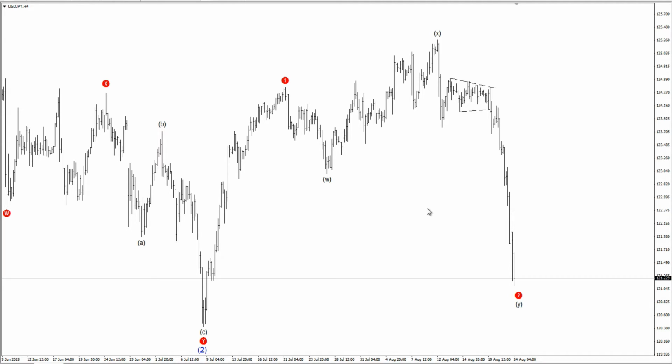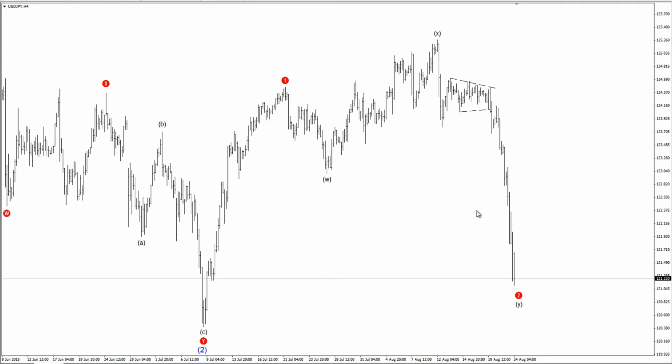Key levels on dollar-yen are that 121.19 is the immediate support level. Also I have 120.45 as a support level, and upside resistance 122 psychological level. Those are the key levels on US dollar, Japanese yen.